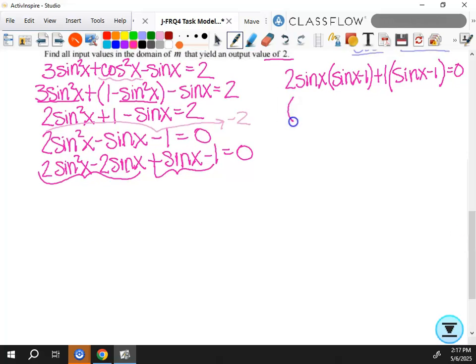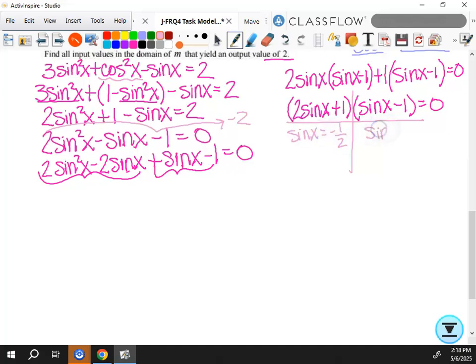So now I have 2 sine x plus 1 times sine x minus 1 equals 0. Any questions about where anything came from? You see how it's just factoring. And again, a couple of these steps, maybe I could have skipped, but I didn't want to lose you, and maybe it's best that we don't skip steps, right? Okay, so now that I have it factored, I can use my 0 product property. This gives me sine of x equals negative 1/2, and sine of x equals 1. All right.